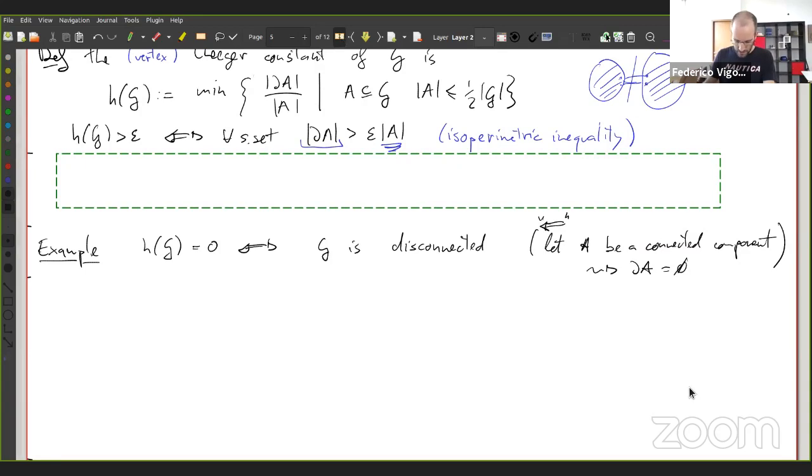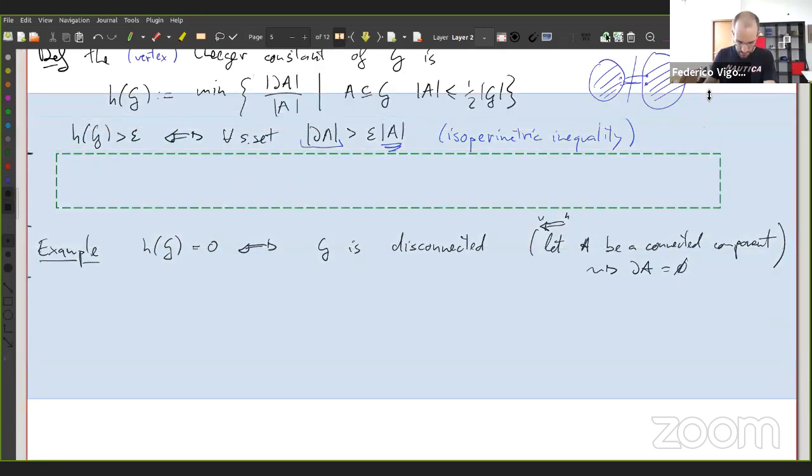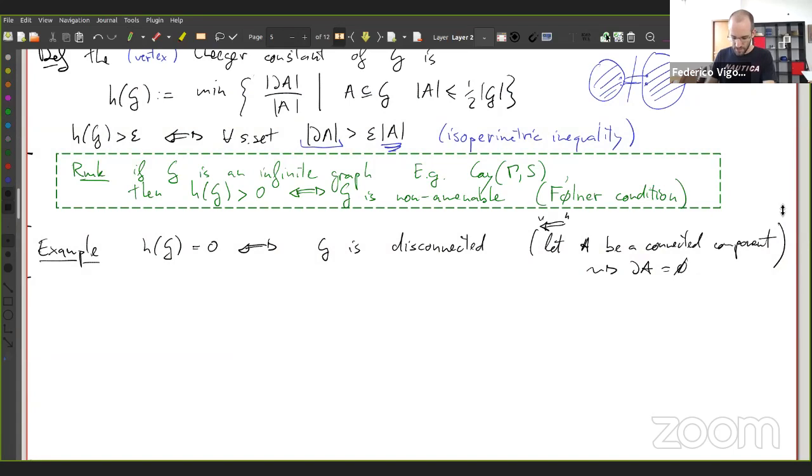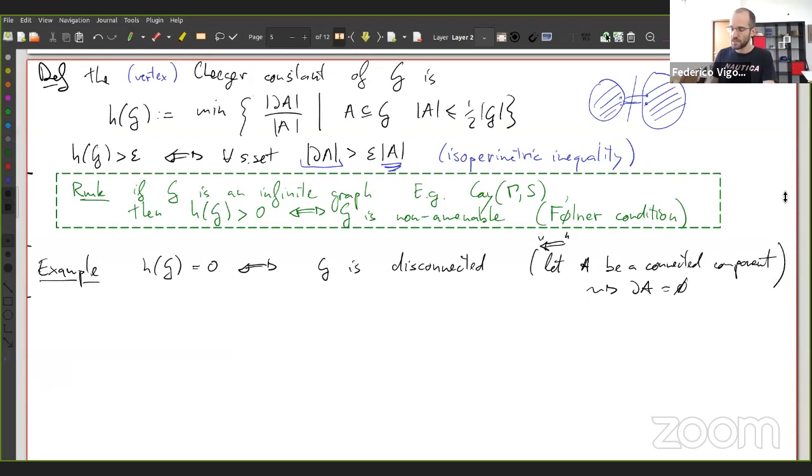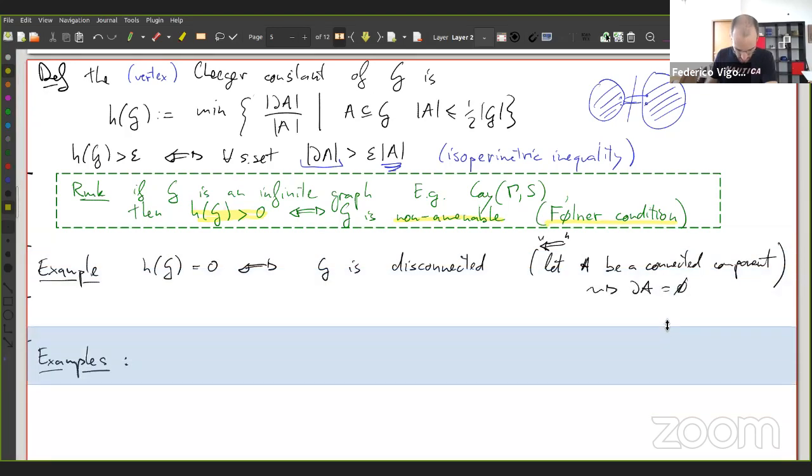Let me add a remark that some of you probably already have seen a similar condition, when the graph is infinite. If the graph is infinite, you can define an analogous Cheeger constant, and this one is positive if and only if the graph is non-amenable. If you want, this is the Følner condition for amenability. It's just a restatement of that. This is for those who already know what non-amenability is, and for the rest, just ignore this remark.